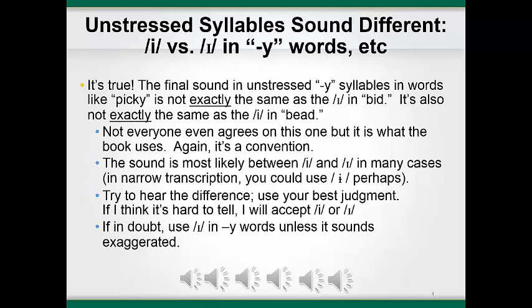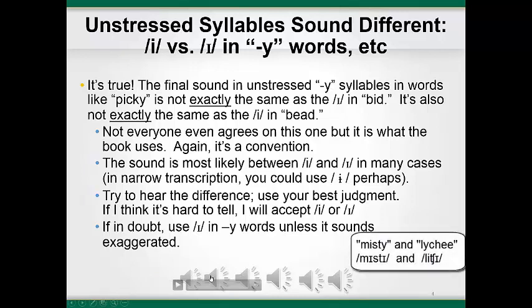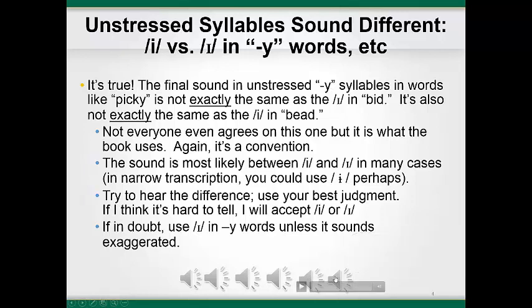On this recording, I separated out the syllables in a couple of examples so that maybe you can hear the final sounds in the words being somewhere between the E and I vowels. Listen. Misty, misty, misty. I'm going to play the first vowel and then the second vowel. Misty. Here's the word lychee. Lychee. The first vowel, then the second vowel. Lychee, lychee. The first vowel is E, but the second vowel is kind of between E and I.